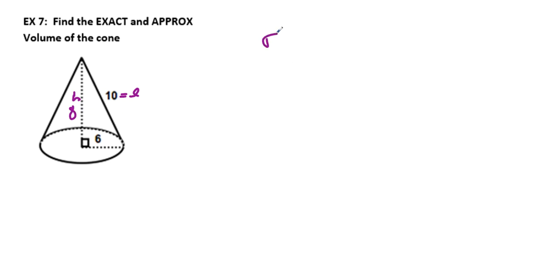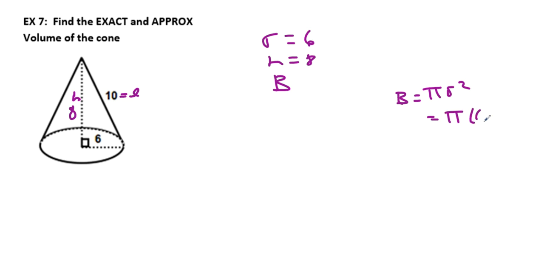So we have r is equal to 6, h is equal to 8. And area of the base, which is pi r squared, is equal to pi times 6 squared, which is 36 pi. All right?